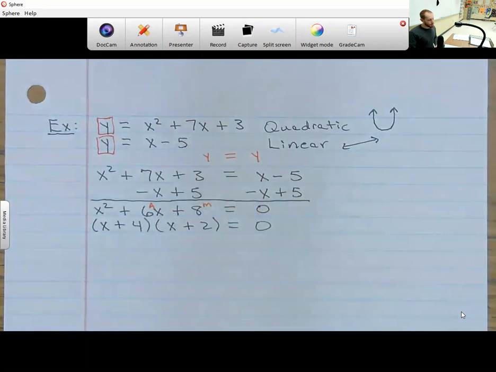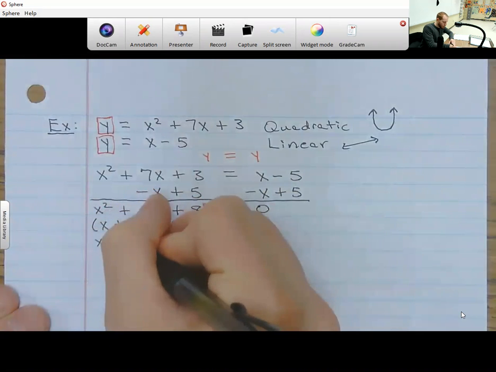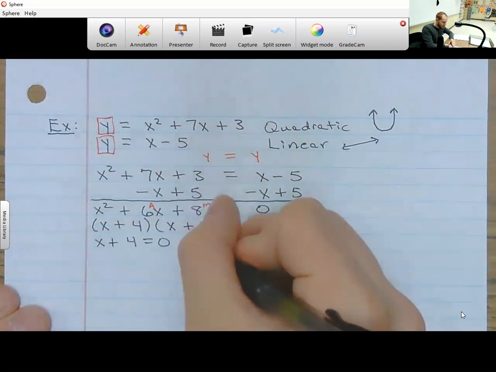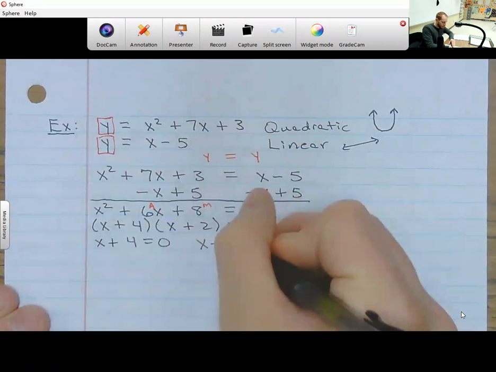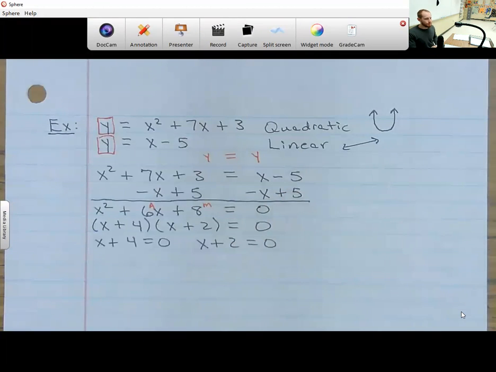And now what I can do is, since I have those two factors on the left side, I can set them both equal to 0. So let's go ahead and do that. I'm going to get two different linear equations. My first linear equation is going to be x plus 4 equals 0. And then my second linear equation is going to be x plus 2 equals 0. And we're going to solve them both for x.